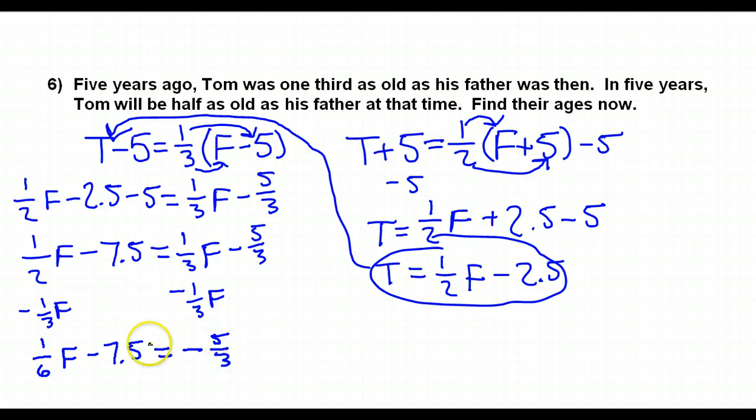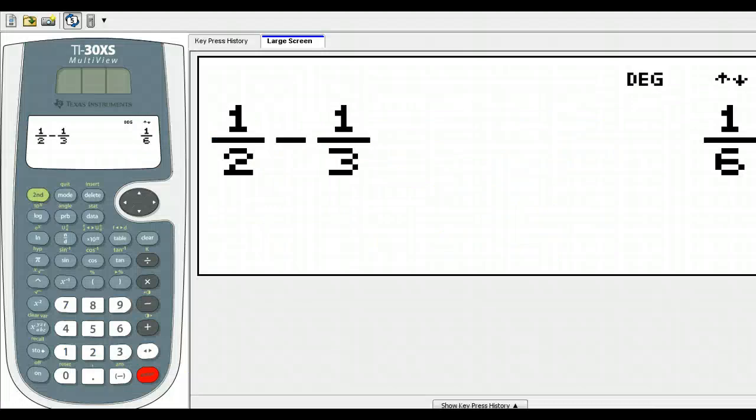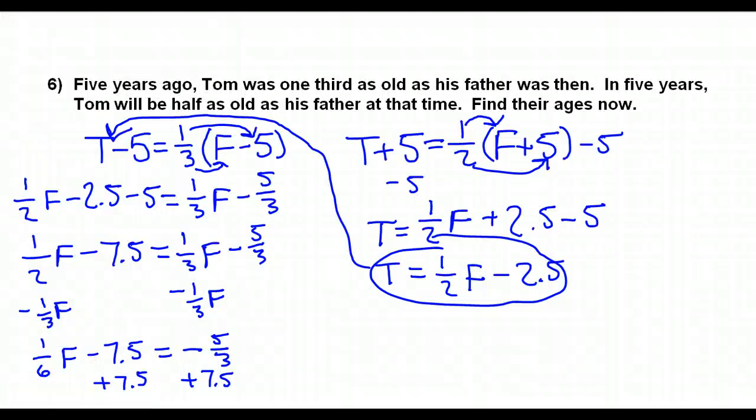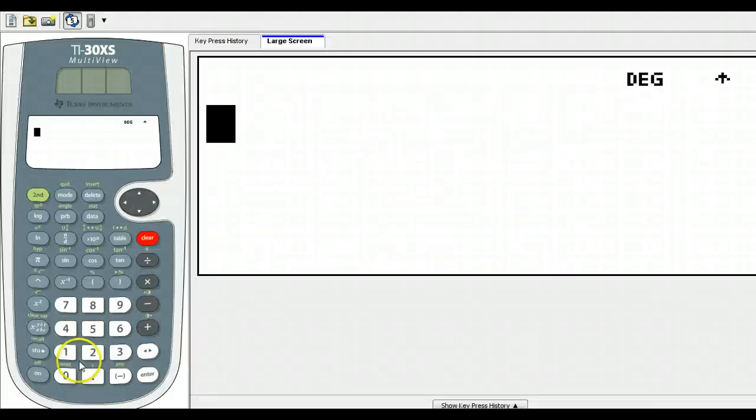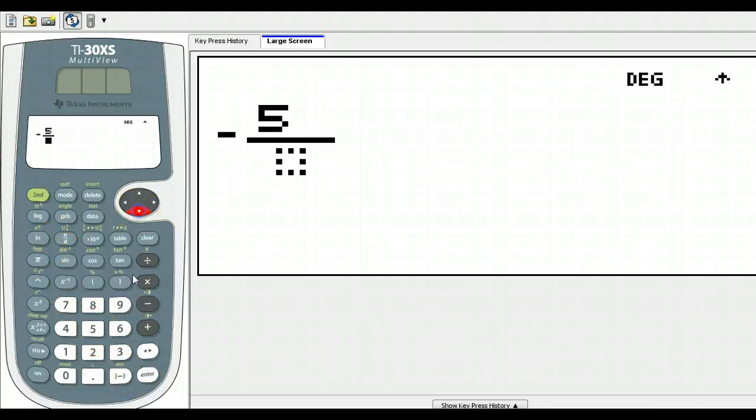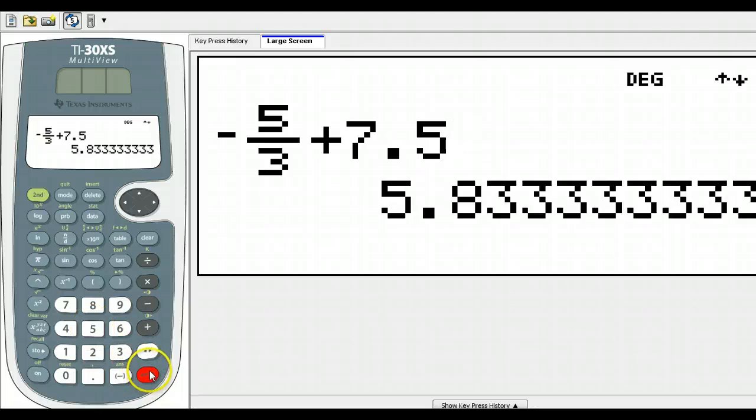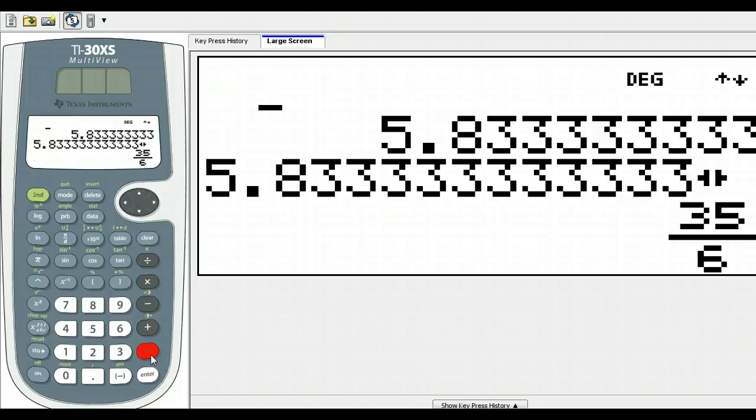This is really awkward. There's a decimal there and a fraction. Whatever. Let's see how the multi-view handles it. Let's just put that in the old multi-view. So we have -5/3 plus 7.5. Okay, that's ugly, but the calculator switched it back to a fraction, so we're good again.